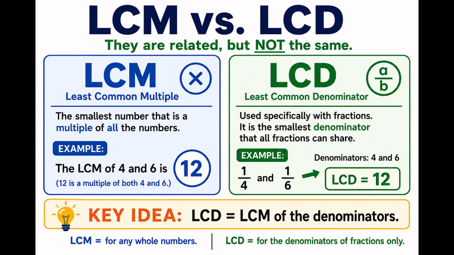Now, LCD is the least common denominator. So again, we're speaking of denominators, so that means we're speaking of fractions, okay? So least common denominator, it is used specifically with fractions. It is the smallest denominator that all fractions can share, okay? So for example, 1/4 and 1/6. The denominators of 1/4 and 1/6 are 4 and 6. Those are the denominators in those fractions. So the least common denominator of 4 and 6 would be 12.